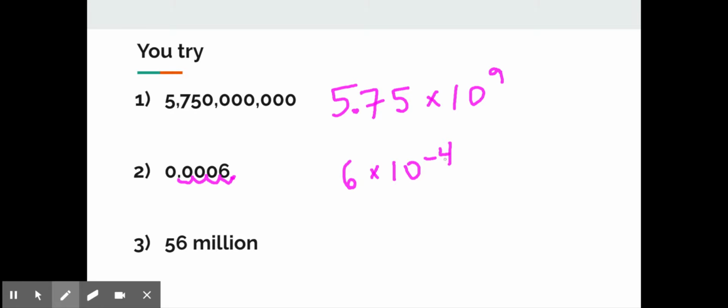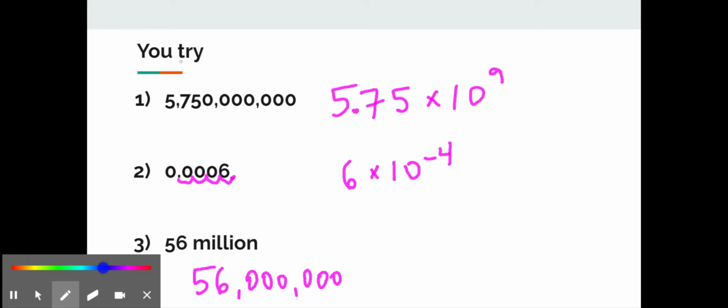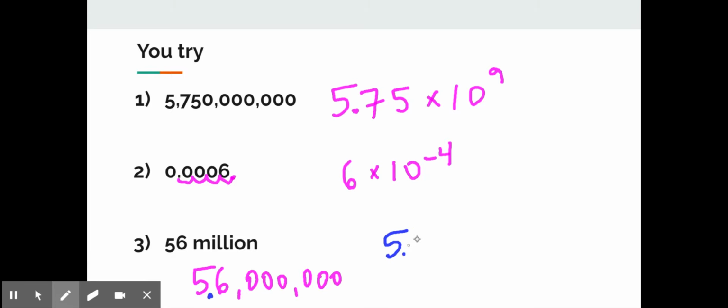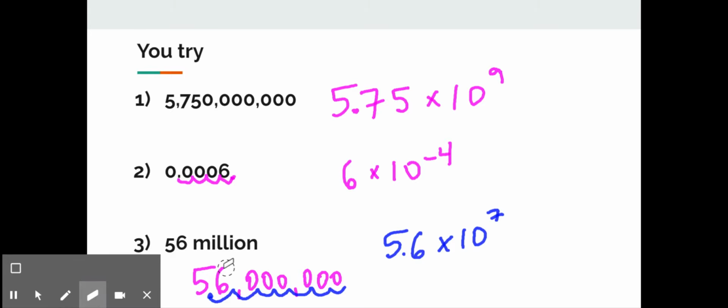Number 3, 56 million. You have to figure out what that looks like in the first place. So I have 56, and I actually need 6 zeros to get 56 million. And I'm going to use a different color. We want the ones place, so this turns into 5.6. We always need times 10, and we have to move our decimal 1, 2, 3, 4, 5, 6, 7 places. So to the 7th power. It's greater than 1, so it has to be positive.